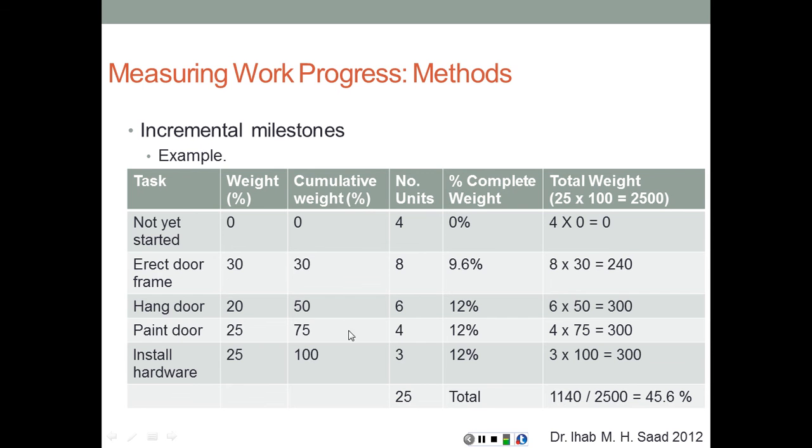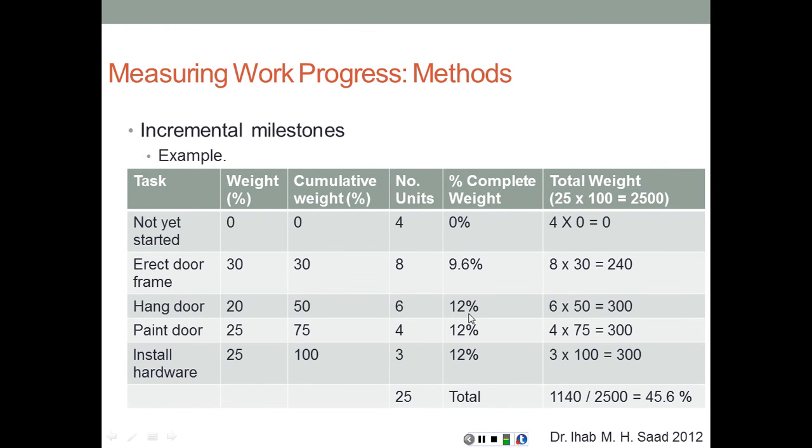The doors that have been already hung, 6 doors, so again 6 times 50, because that's 50%, so that's a total of 300 points, divided by 2,500, that's another 12%. The doors that have been painted, 4 doors times 75 points, so 300 points divided by 2,500, that's another 12%. And finally 3 doors have been completed, and these are 300 points, because it's 100% for these 3 doors. So 300 divided by 2,500, that's another 12%.